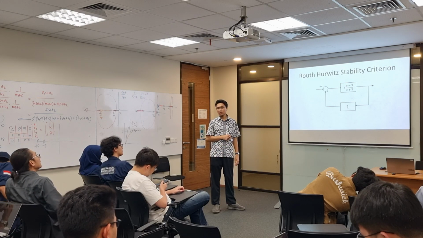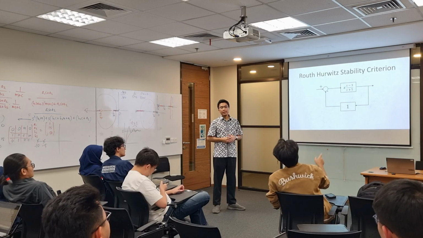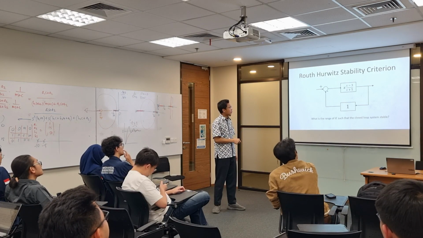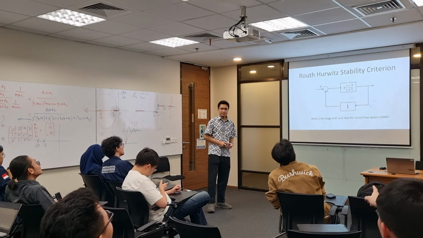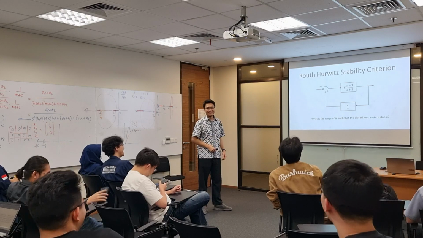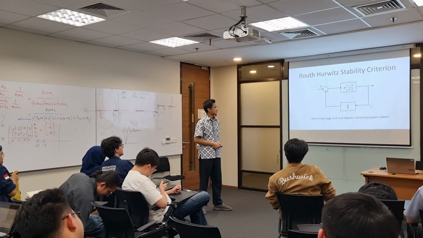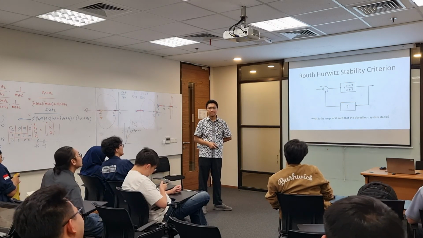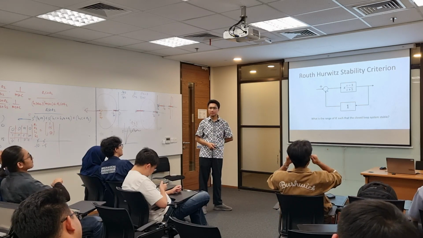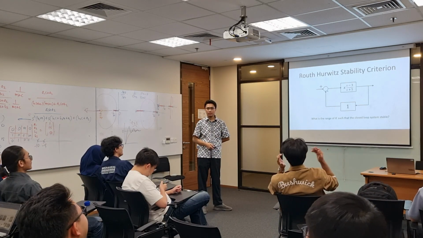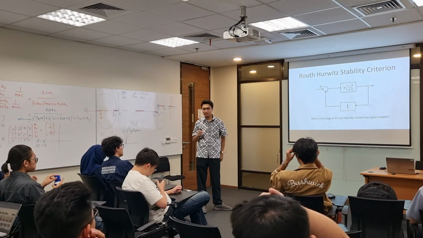What do you think? How to answer this? What is the range of K so that the closed loop system is stable? I forget. I have to click the second one. Make the closed loop transfer function first, and then after that, both must be negative, and then you find out the requirement on K.